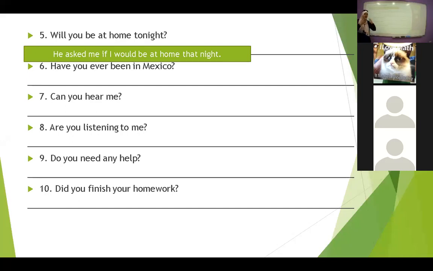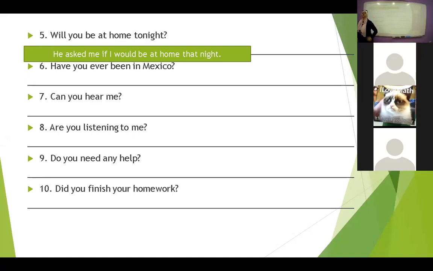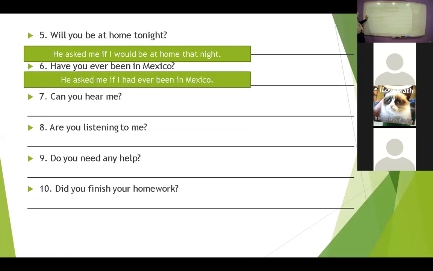Yes, teacher. Work with me, Tala. Let's do number 6 together. Have you ever been in Mexico? The teacher asks Tala, Tala, have you ever been in Mexico? Tala, she tells you what? He asked me if I have ever been in Mexico. Yes, he asked me if I had ever been in Mexico. No one asked me this question.